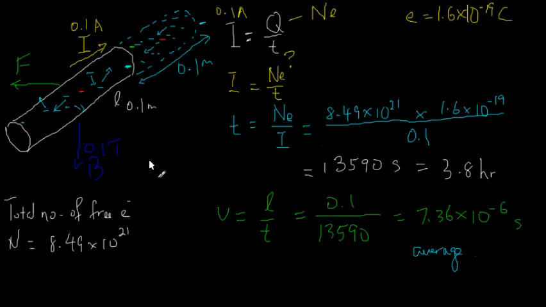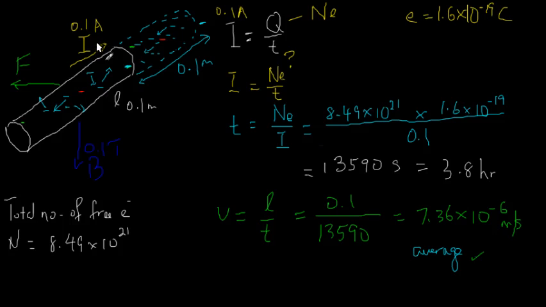Let me just correct this. This should be meters per second. So if the electrons are moving so fast and in so many different directions, what do we mean by this small number here? As I explained, it means an averaged value.